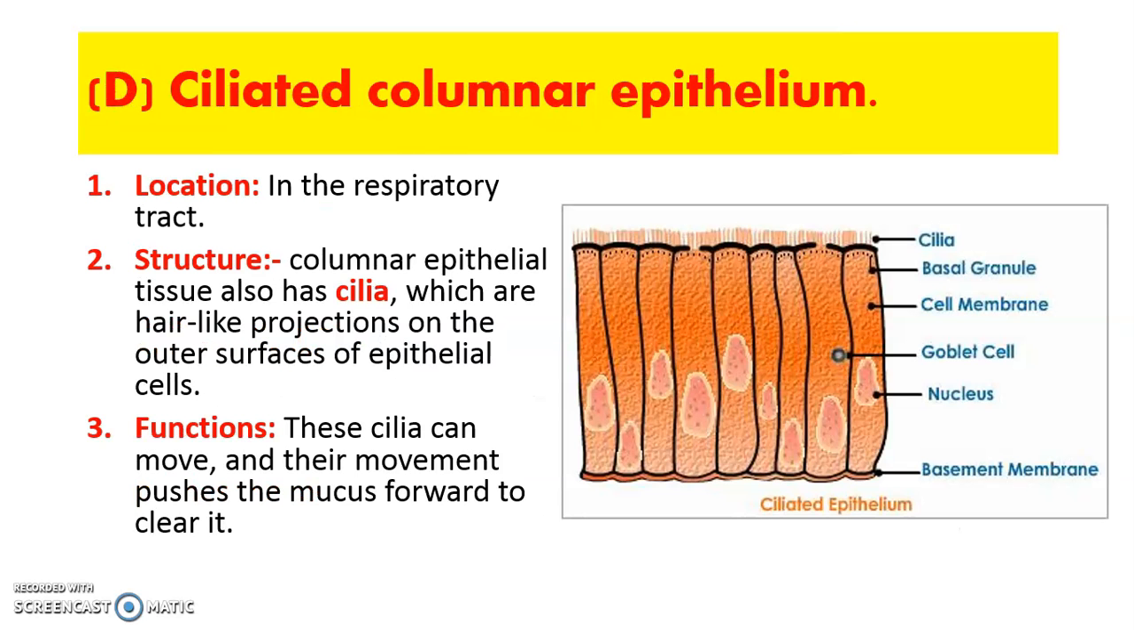Now, some of these columnar epithelium, they also have got cilia present on their outer surface. These are called ciliated columnar epithelium. Let's see their location. They are located in the respiratory tract. Their structure, the columnar epithelium tissue also has cilia, which are hair-like projections on the outer surface of the epithelial cells. Let's see their function. These cilia can move, and their movement pushes the mucus forward to clear the respiratory tract.